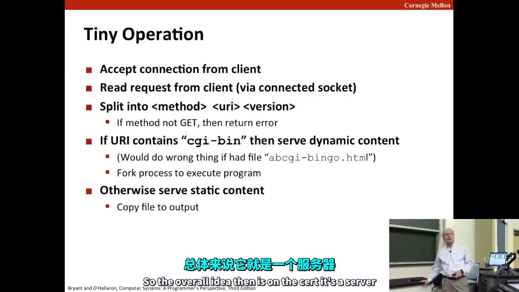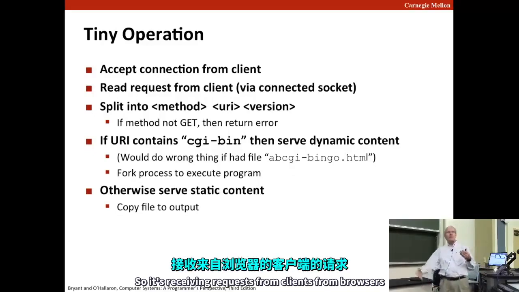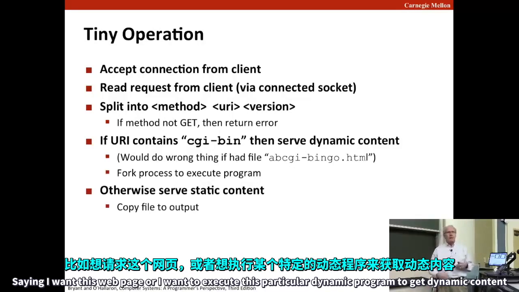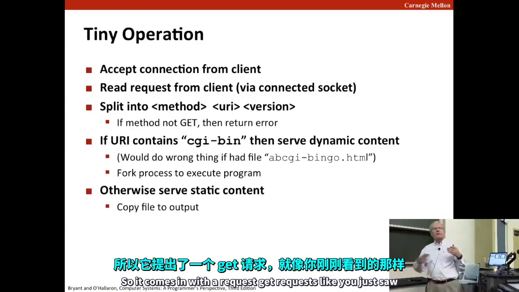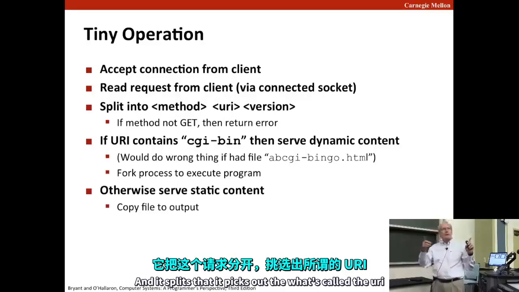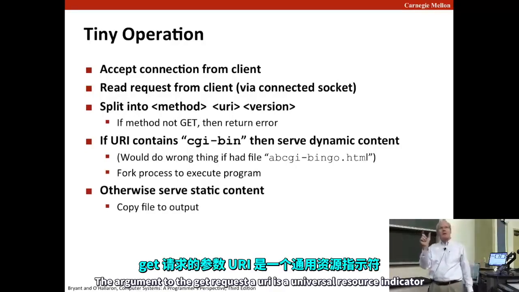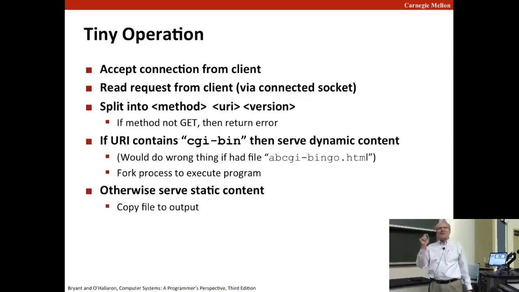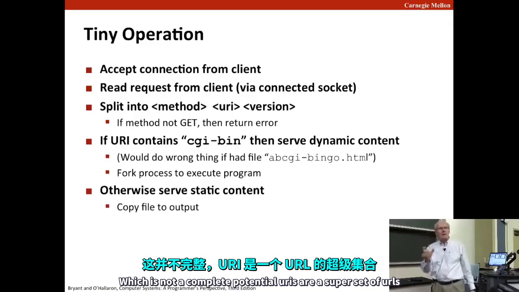So the overall idea then is it's a server. It's receiving requests from clients, from browsers, saying, I want this web page, or I want to execute this particular dynamic program to get dynamic content. So it comes in with a request, a GET request, like you just saw, and it splits that. It picks out what's called the URI, the argument to the GET request. A URI is a universal resource indicator.